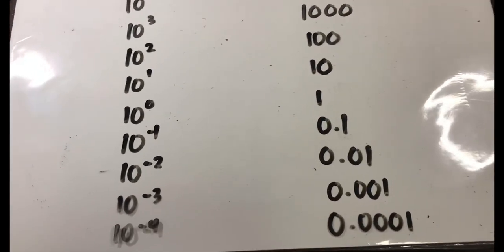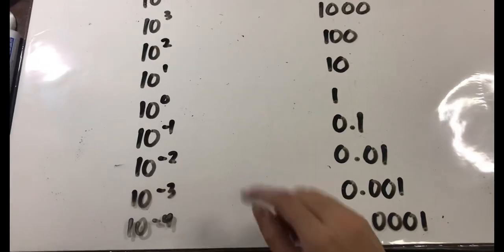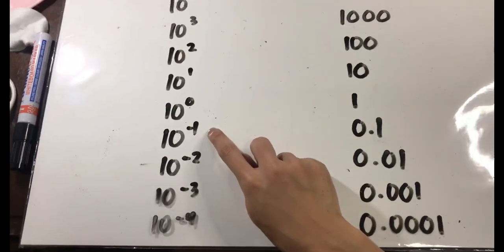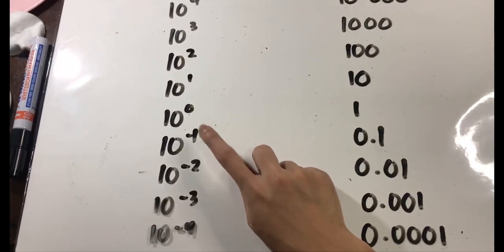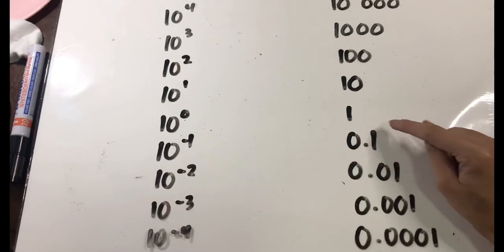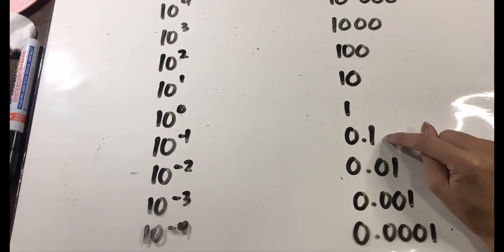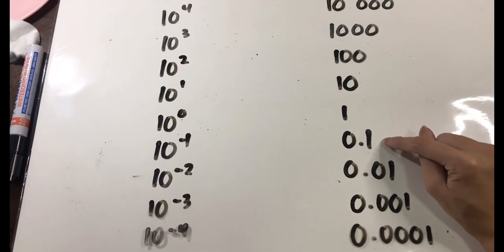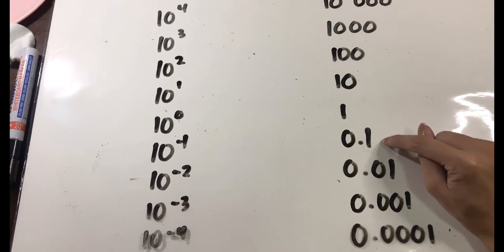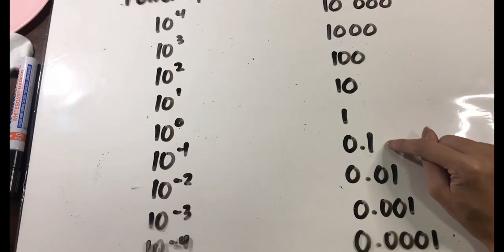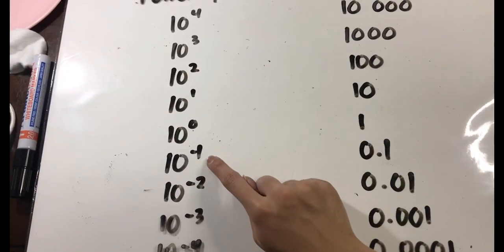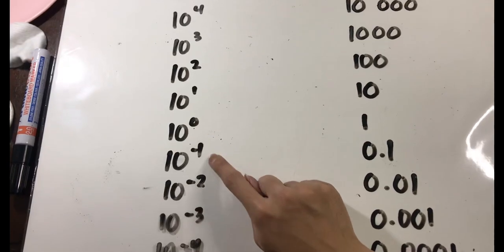So, let us observe when the exponent is negative. When the exponent is negative, the decimal point will be before the number, which is 1. And the number of zeros will be less than 1 to the absolute value of the exponent.